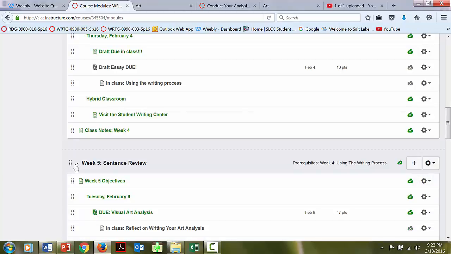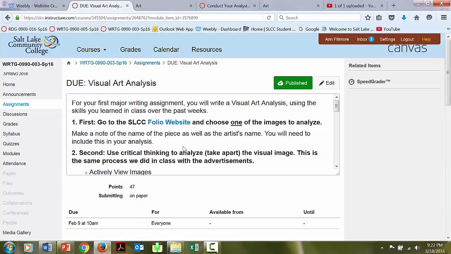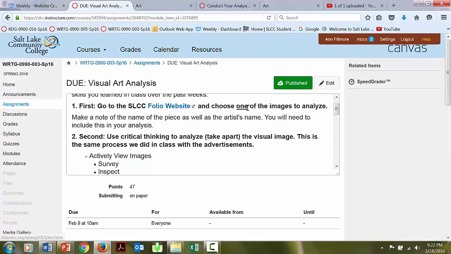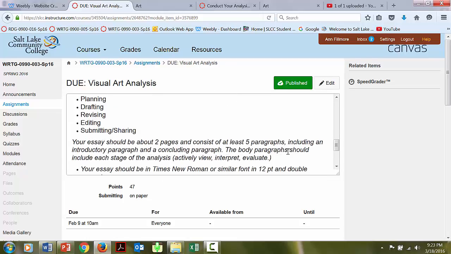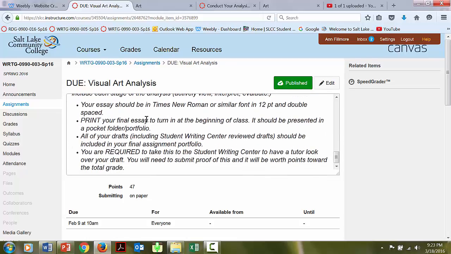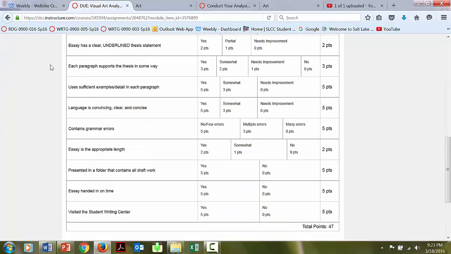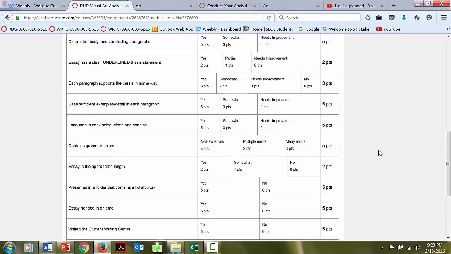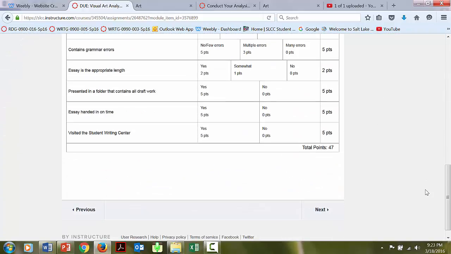It was due the following Tuesday in class, and we actually reflected on that, but you can see the full assignment here. So it just goes over it again. Go to the website, choose an image. Second, they're going through the steps. They're using the writing process. It's about 2 pages, gives the specifics. And then again, there is the rubric. Notice the underlined thesis statement. I loved that part. It was great. And this was on paper as well. I wish I could show you because they're my favorite essays to read.